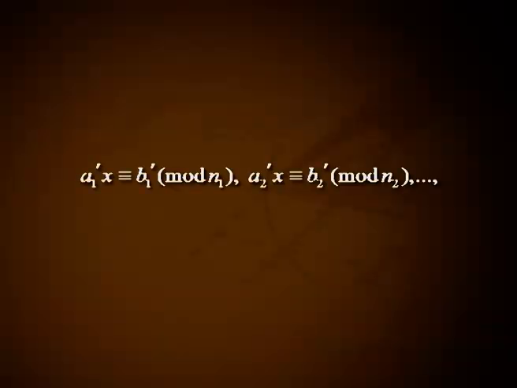When these conditions are satisfied, the factor dk can be cancelled in the kth congruence to produce a new system having the same set of solutions as the original one: a1'x ≡ b1' (mod n1), a2'x ≡ b2' (mod n2), ..., ar'x ≡ br' (mod nr), where nk = mk/dk and gcd(ni, nj) = 1 for i ≠ j. In addition, gcd(ai', ni) = 1.